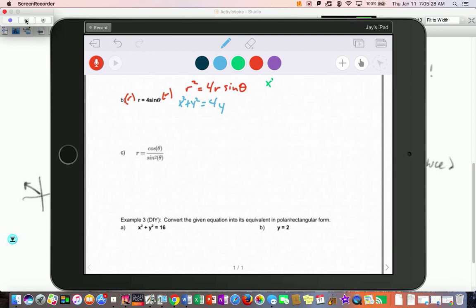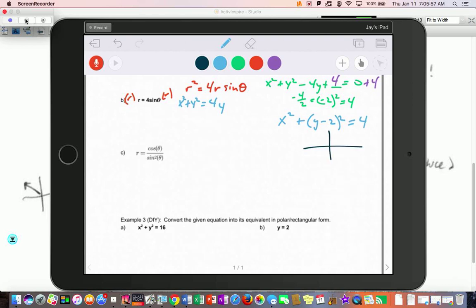So I would have x squared plus y squared minus 4y. I can add a new number, a 0 over there. So you take your negative 4, divide by 2 is negative 2, put it in parentheses, squared is 4. So I can add 4 there and add 4 there. And now I have x squared plus (y minus 2) squared is equal to 4. And I know that that's a circle shifted up 2 with the radius of 2. So it would look something like that.